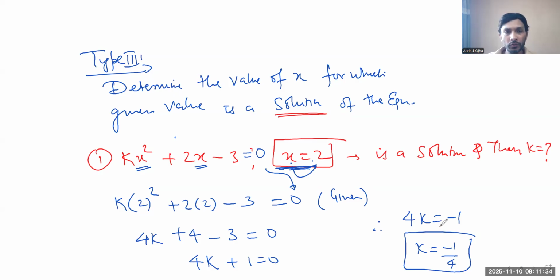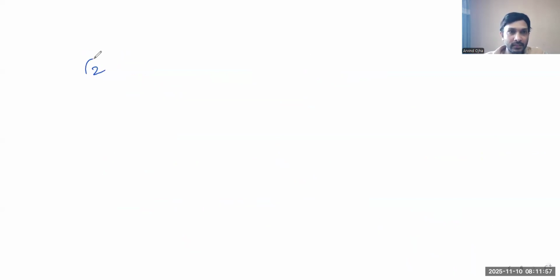Okay, no need to convert it into the form of decimal, just keep it in the form of fraction. Okay, so this is one of the cases where we have to determine the value of k for which the given value is the solution of the equation. So we have got the value of k as minus 1 by 4. Let's see the second one.